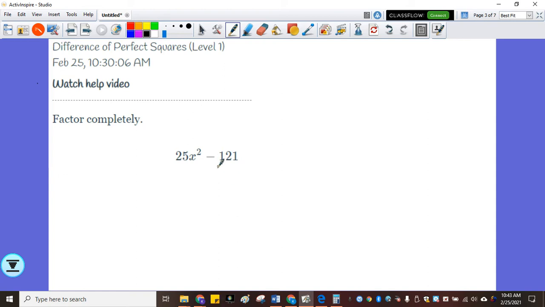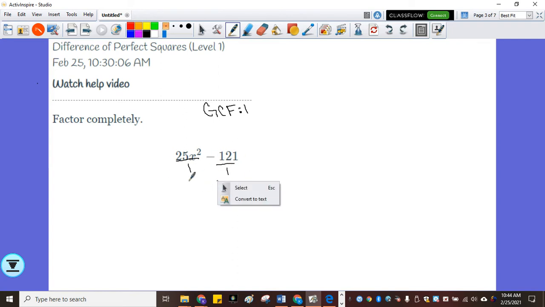1. So my greatest common factor between these two numbers is 1. But if I divide out 1, what's 25 divided by 1? 25. So if your greatest common factor is 1, that's not going to do anything to these numbers. So you can skip that.